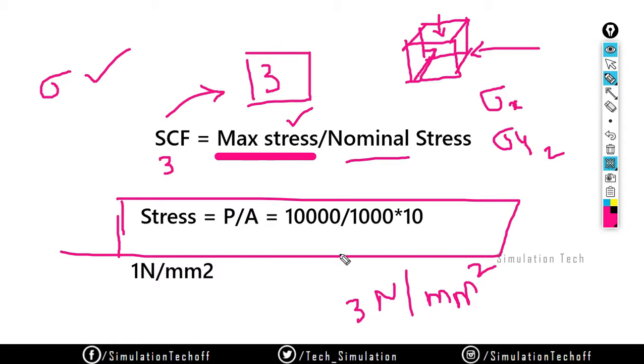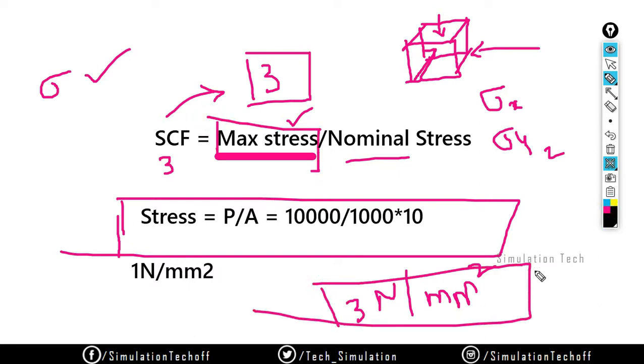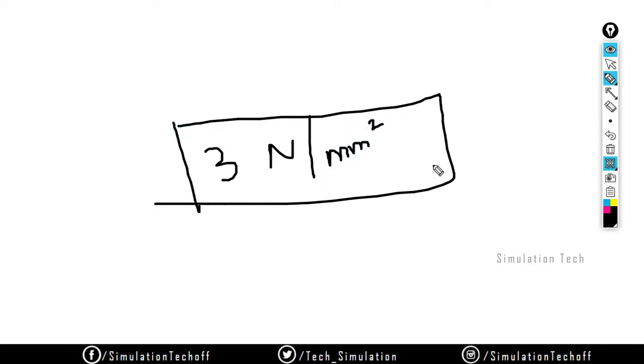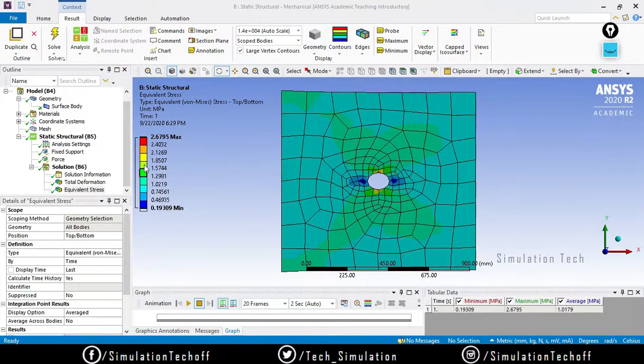Okay, here my von Mises stress or overall stress, that maximum stress, is 3 Newton per mm square, which is calculated from the analytical method. Likewise, I know that it's 3 Newton per mm square. Have you cleared about this point? So this is from the analytical method. What we actually get in the software is 2.679 MPa, or Newton per mm square, whatever it is. It's in megapascal. You can convert it into Newton per mm square.